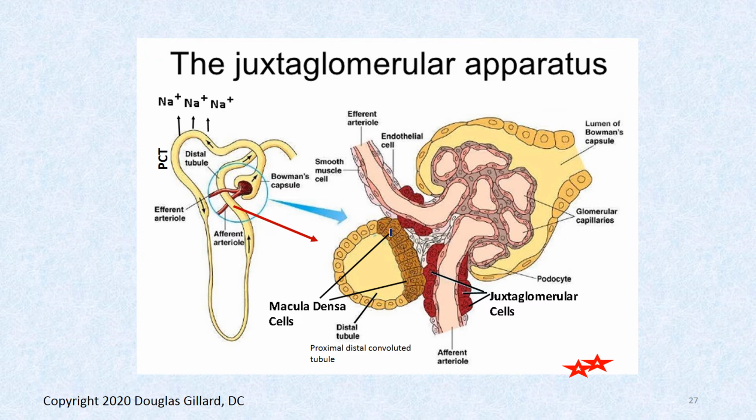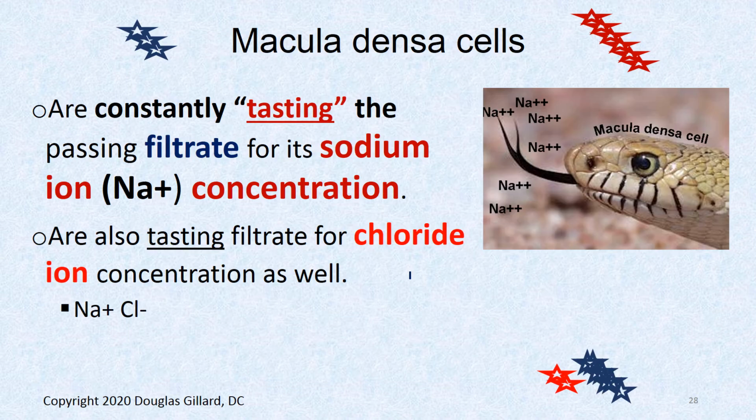Here they are again. So they're right here. We have already looked at that picture. There's the big picture where they are. But yeah, there's the macula densa cell. Like a snake's tongue constantly tasting the air, this is the fluid though, right? This would be the distal convoluted tubule, and it's tasting for chloride and for sodium, making sure that the concentration is just right. If it drops, they don't like it if it drops. So constantly tasting.